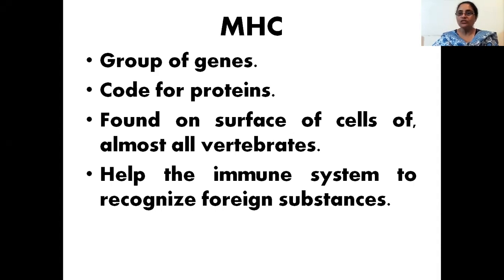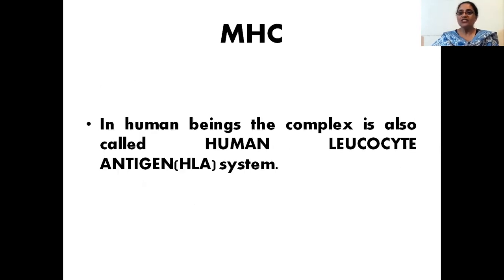These major histocompatibility complexes are present in almost all vertebrates. And what is their role? Their role is to help the immune system in immunosurveillance. So these are the ones which help to recognize foreign from self, that means self from non-self too.